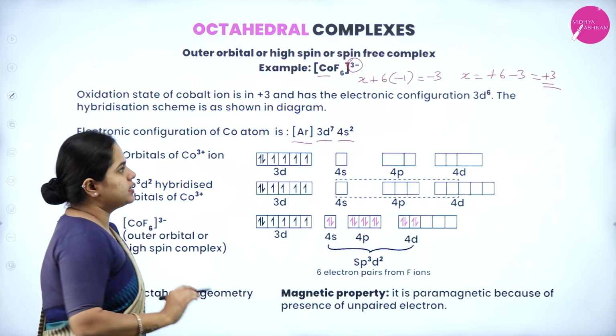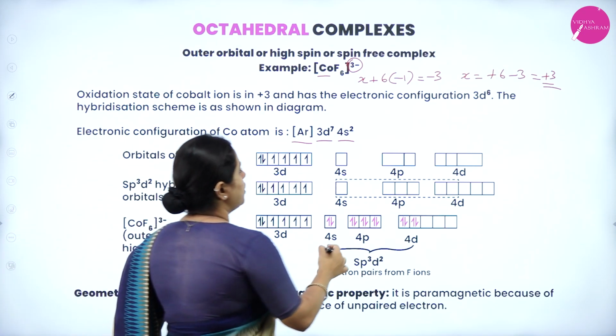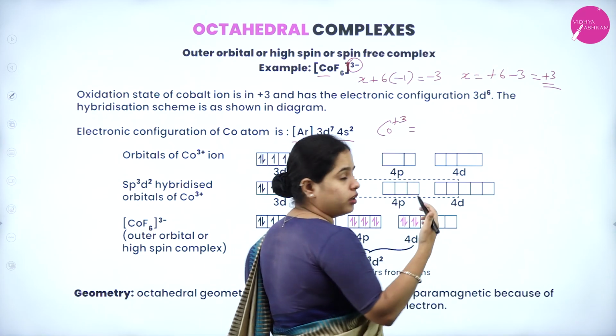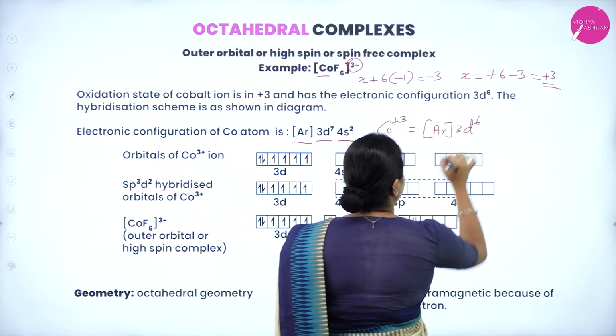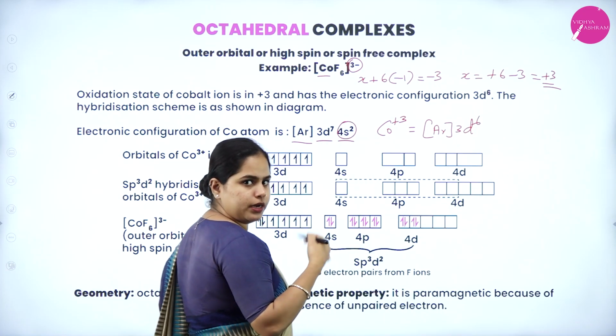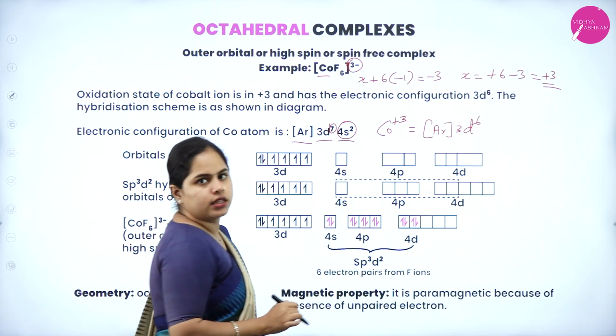In the ground state, it is argon 3d7 4s2. Now in the +3 state, what will be the electronic configuration? It will be argon 3d6 again, right? 2 electrons from the s orbital are gone and 1 electron from the 3d will be gone.